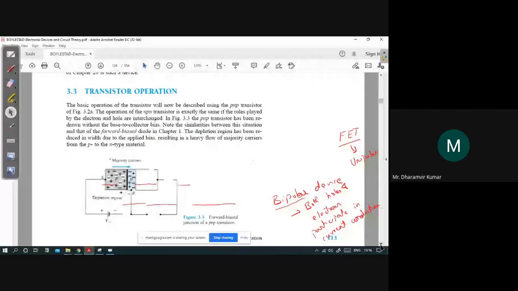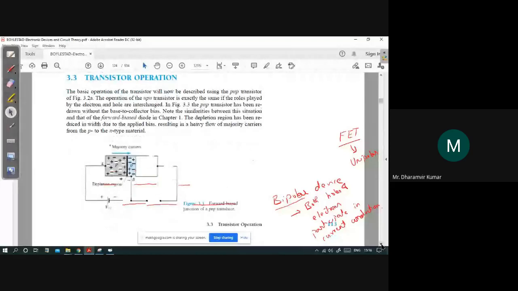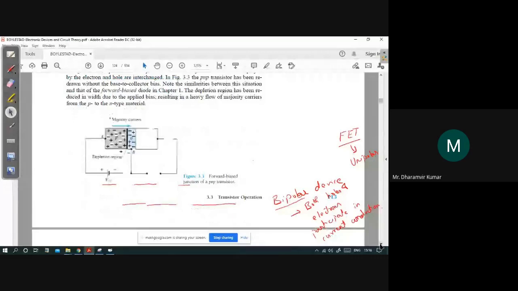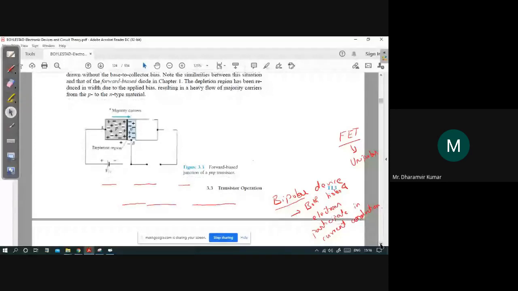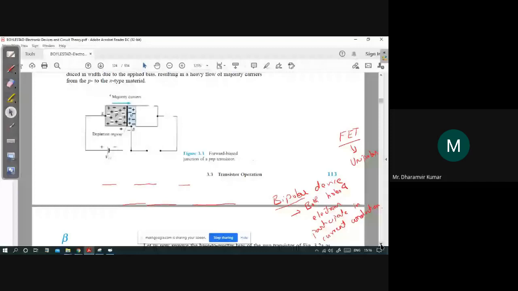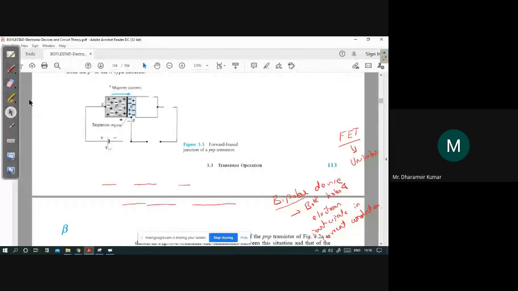Now next we will see the operation of the transistor. How does the transistor operate? Basically, it means what the different currents are that flow inside the BJT. Before going through this, just try to recall how the current was conducting inside a diode.